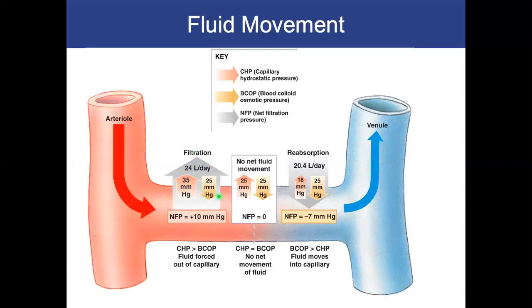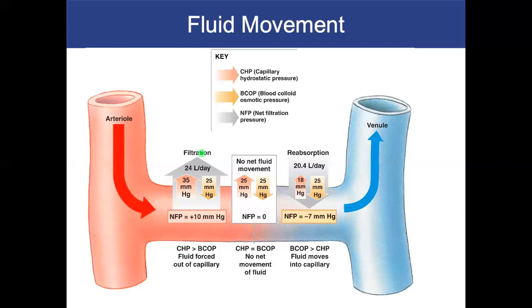So the difference in these pressures is positive 10, right? So 35 minus 25 is 10. And that is positive, so that means it's favoring filtration. Or the net filtration pressure is a positive 10, favoring filtration. But I'm not going to have you guys calculate these. I could, but I'm not going to have you calculate these. But I want you to understand the theory behind this, okay?